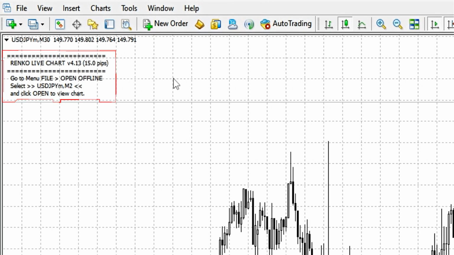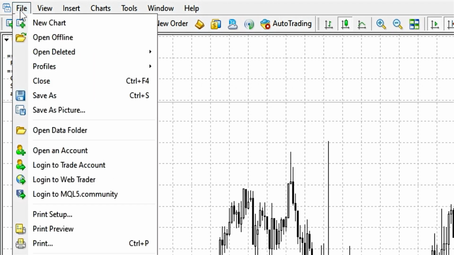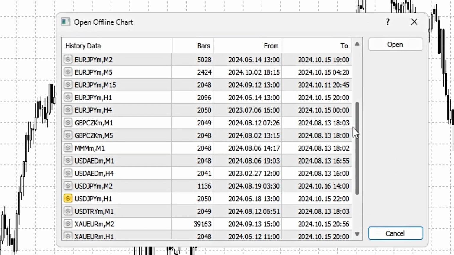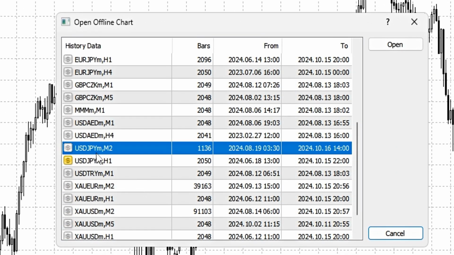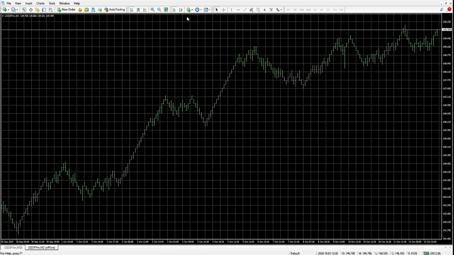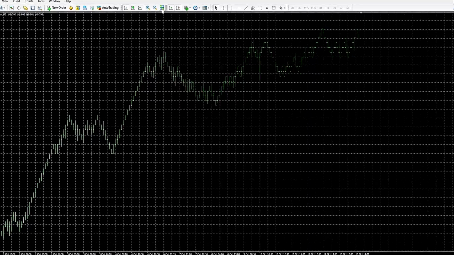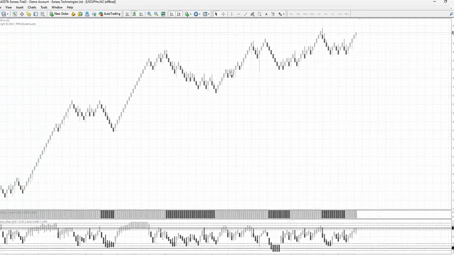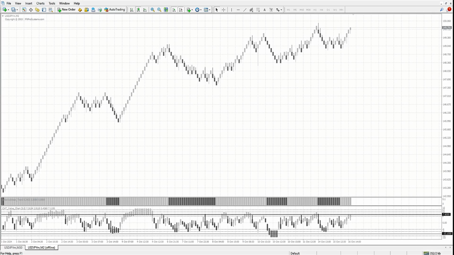To do this, we must click on the File tab and click on Open Offline. Once inside, we will look for the same symbol where we loaded the indicator. Select the 2-minute time frame and click on Open. Then, a second chart window will open, and this will be the fully functional Renko chart. Now, we only have to load the Renko Smart Strategy template, and that's it.